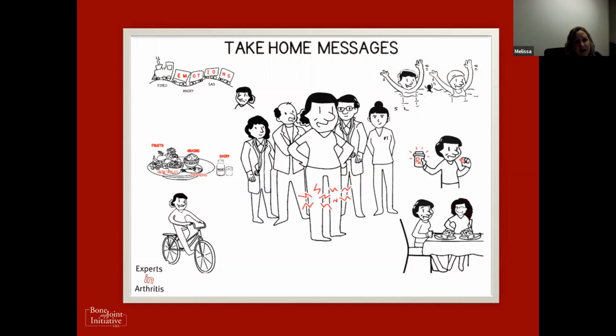Keep your emotions intact. Try to get some rest because like we mentioned earlier, that pain and fatigue go hand in hand. It can become a vicious cycle. Eating healthy, staying active, whether it's water aerobics or doing some gardening, but just make sure that you are pacing yourself and contacting your doctor prior to starting anything new.